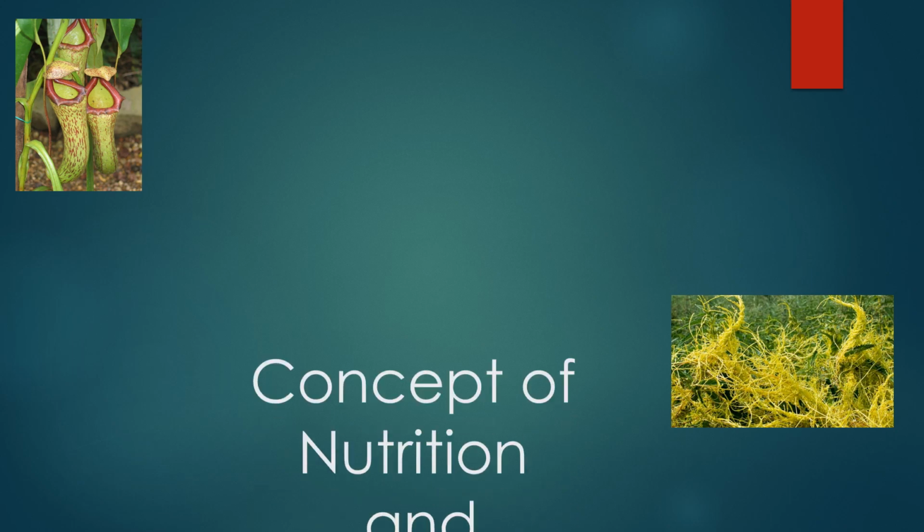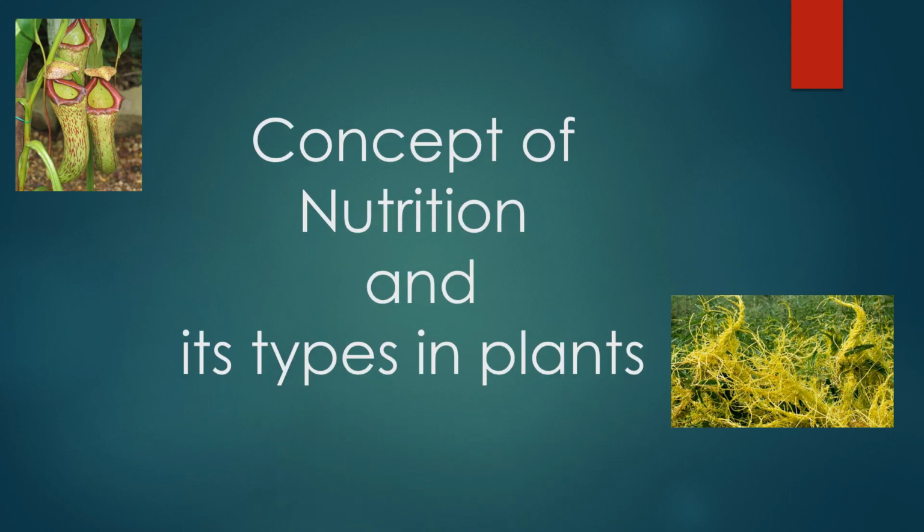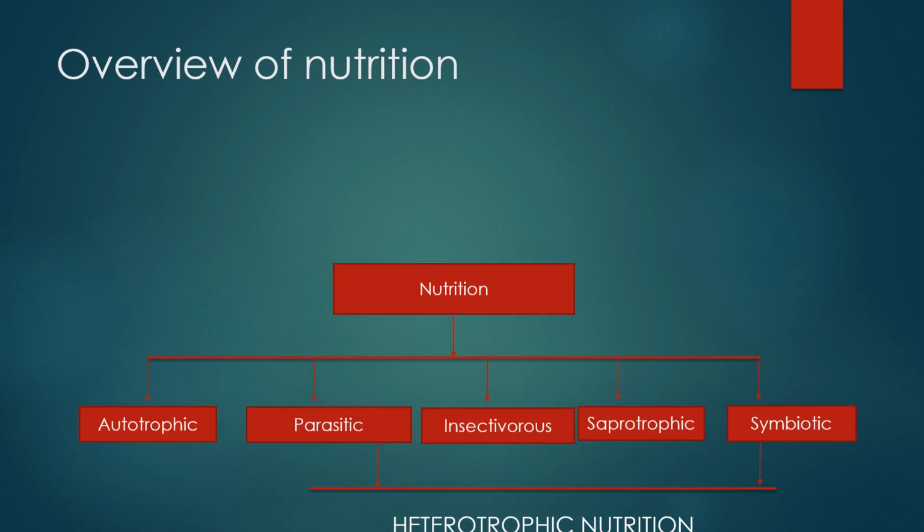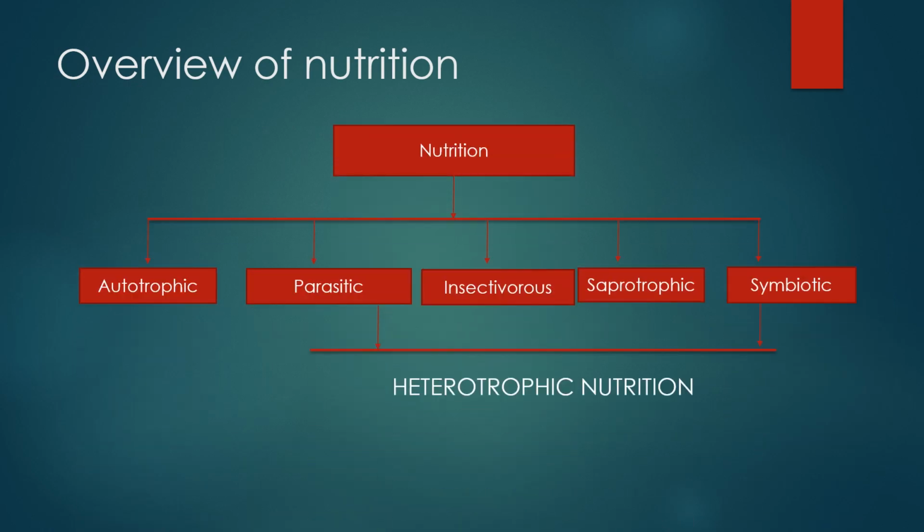Yes, the main source of the energy is food. And the process or mode of taking food by organisms and its utilization by the body is known as nutrition. So today we are going to discuss nutrition and its types in plants. So let's start. Here, this is the overview of nutrition in plants.